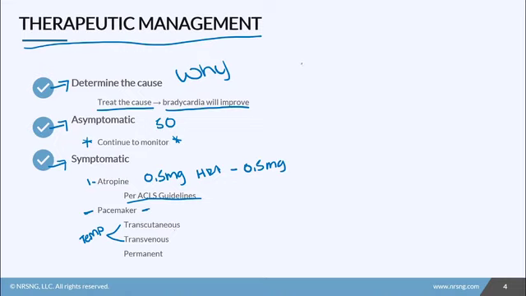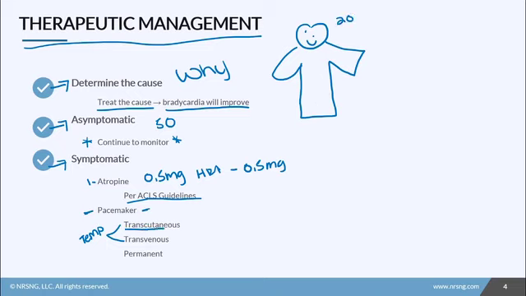So let me show you what those are. Here's my patient. And his heart rate is in the 20s. So I need to emergently pace him. So I'm going to do transcutaneous pacing. I'm going to connect them. Here's my defibrillator. And I'm going to connect my patient to the pacing leads.